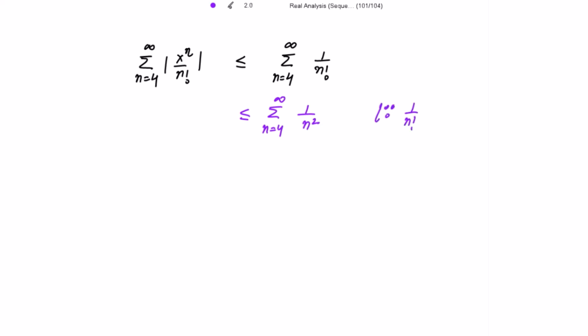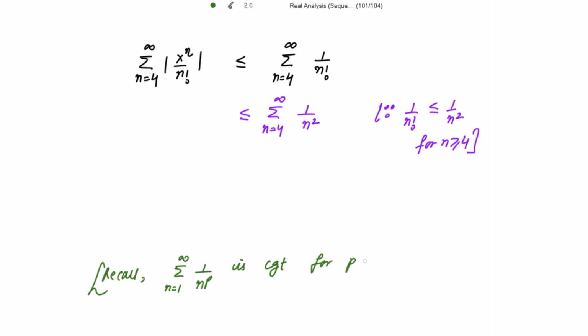Reason: 1 divided by n factorial is less than or equal to 1 divided by n square for n greater than or equal to 4. Please recall that summation n starting with 1 to infinity of 1 divided by n to the power p is convergent for p strictly greater than 1. And here I have the power 2, that is strictly greater than 1. So therefore this series is convergent, right? And because the right hand side is convergent, which is actually your M n, and because the infinite series on M n is convergent, by the Weierstrass M-test we say that this series is uniformly convergent.